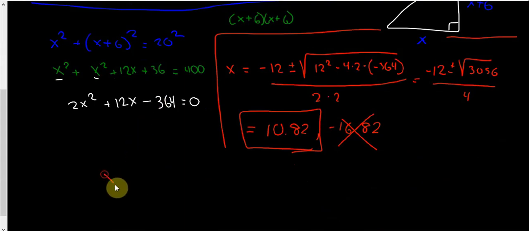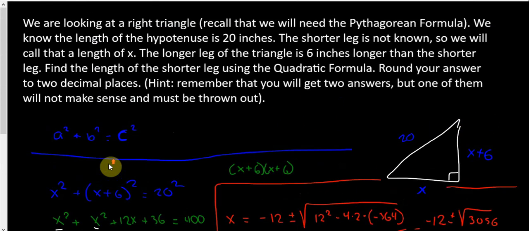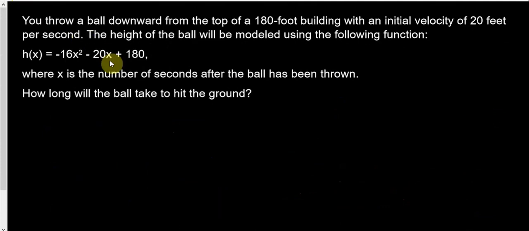So the side of this leg, X, is 10.82 inches. Ooh, try to be a little neater. Okay, let's do one more word problem. You'll see one like this on the homework and on the test where you have a Pythagorean theorem to solve, so make sure you know this. One more example, and we'll talk about why this works.